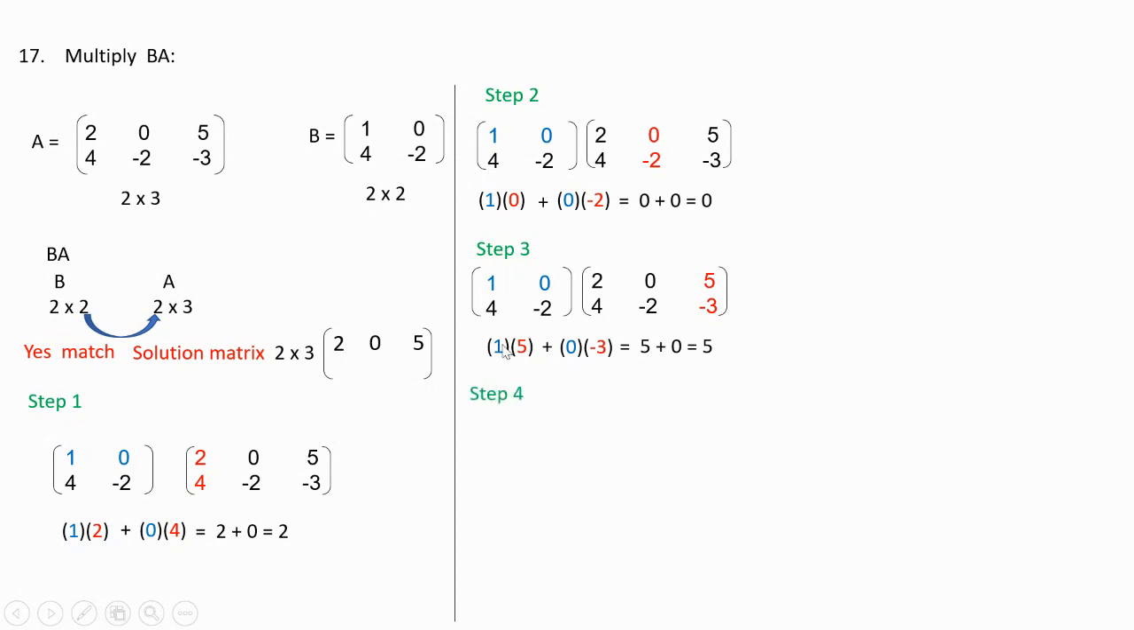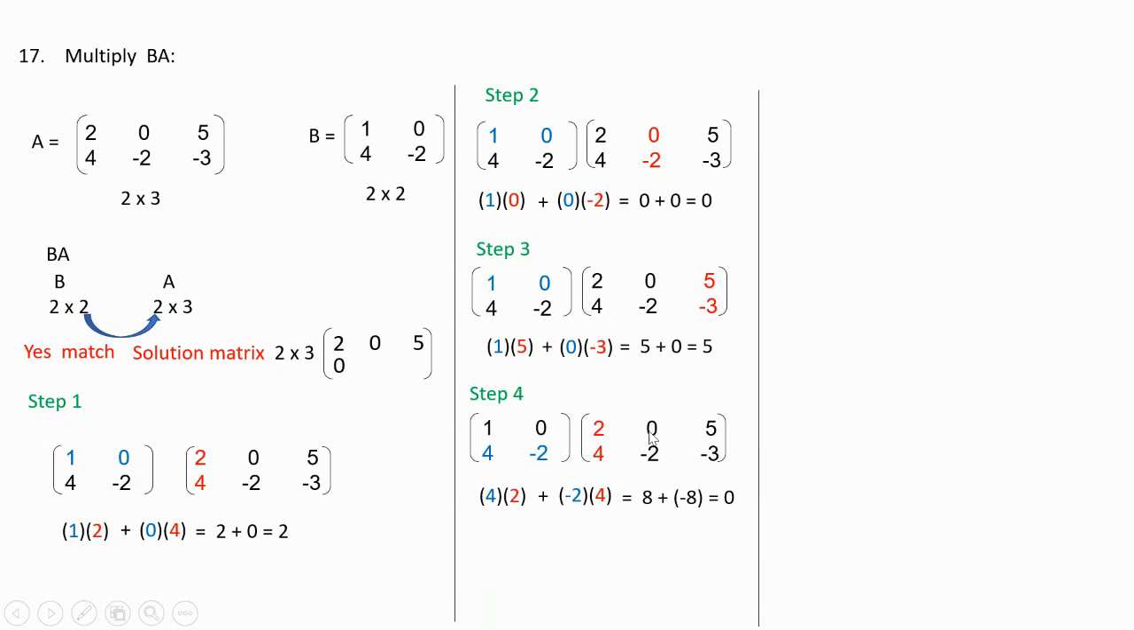So now we're going to switch. So step 4, we're done with the first row times every column. Now it's the second row that's going to be in blue. And we repeat the same process as we did in step 1. Now these are going to be in red. And we do the same thing as before. 4 times 2 and negative 2 times 4. So the answer is 0.